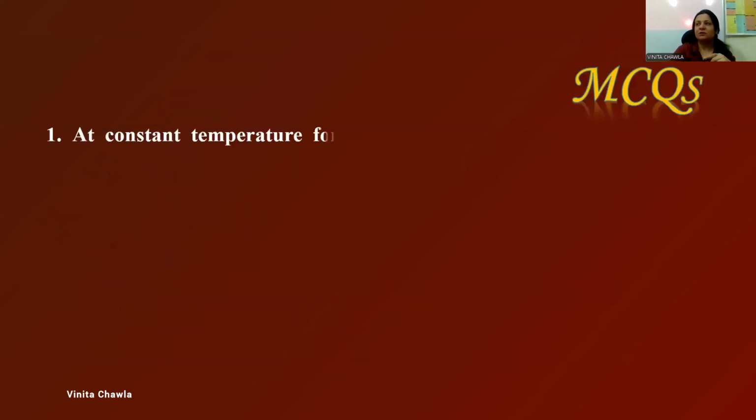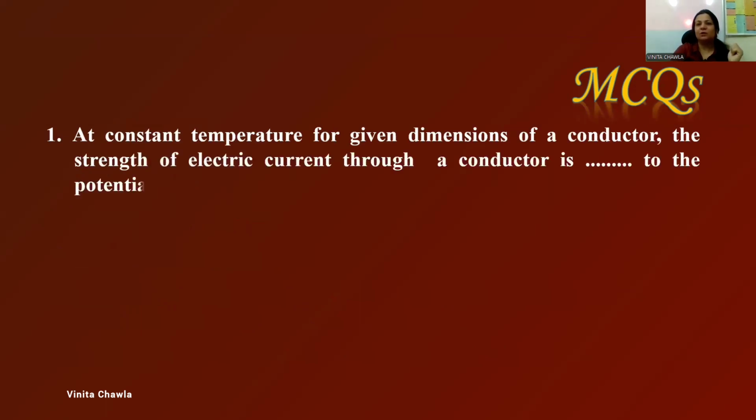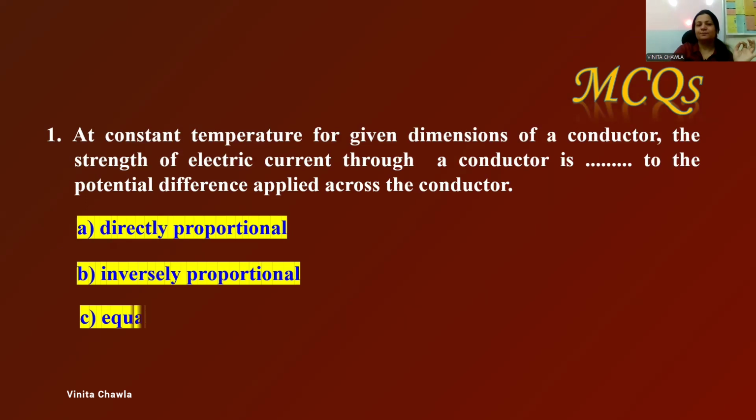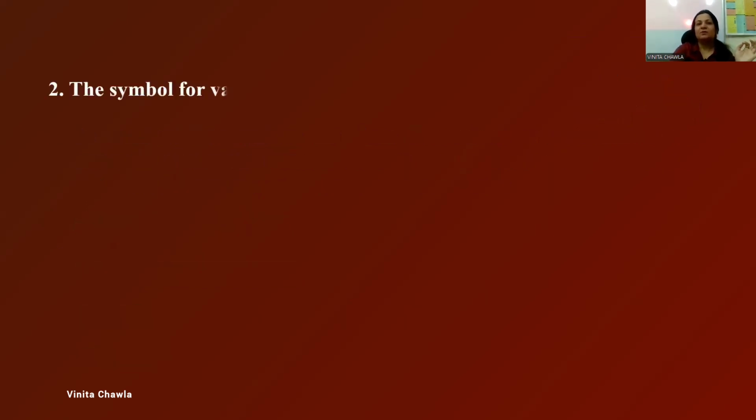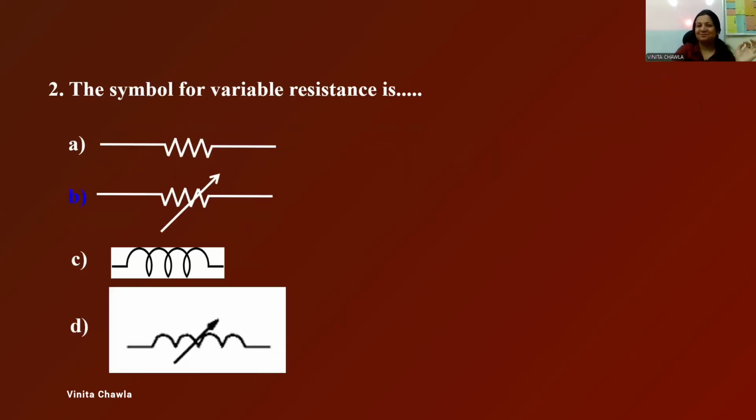Now we have questions based on this. At constant temperature for given dimension of the conductor, the strength of electric current through the conductor is proportional dash to the potential difference applied across the conductor. Yes, it is directly proportional. It is the correct answer. Next question. The symbol for variable resistance is? It's B. And C is inductor. We'll study inductor in EMI or electromagnetic induction.